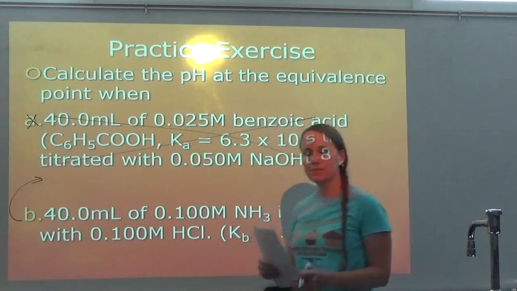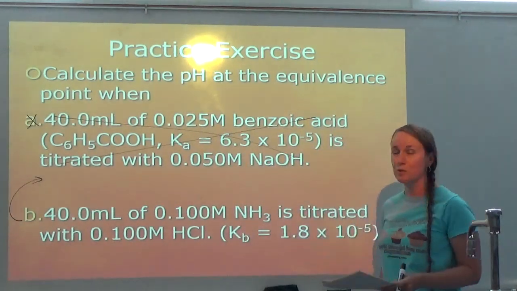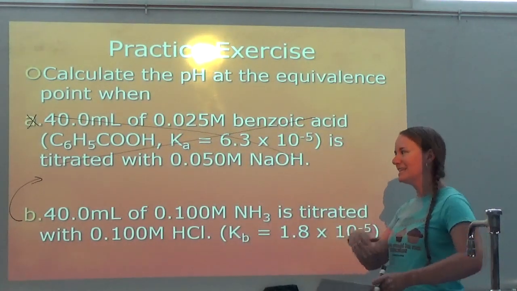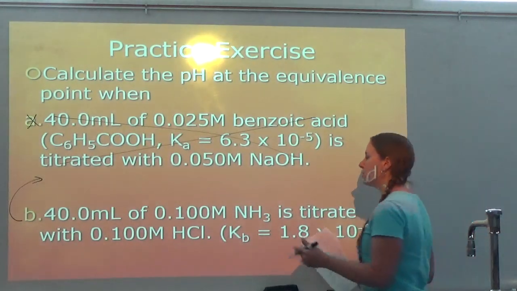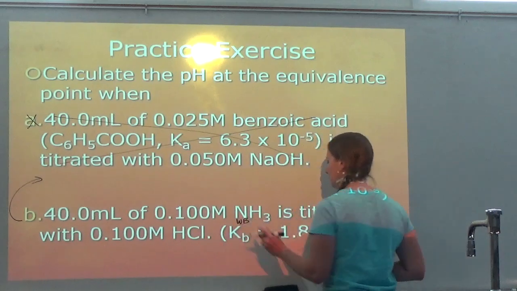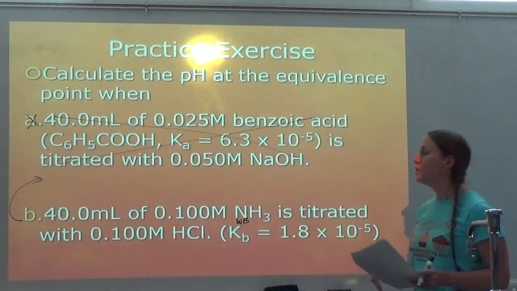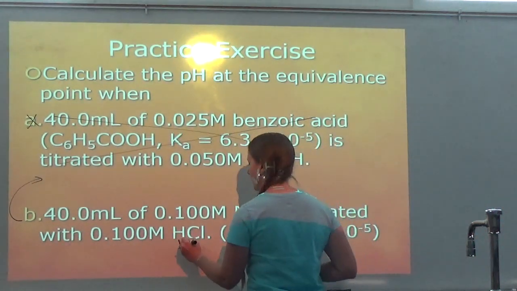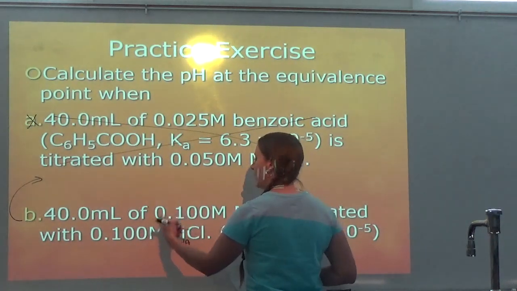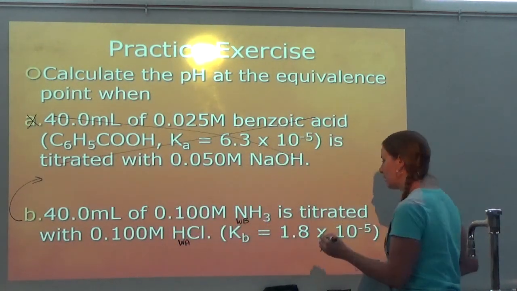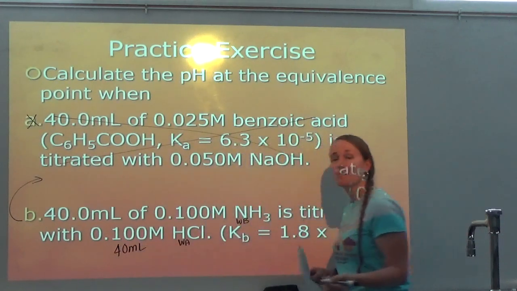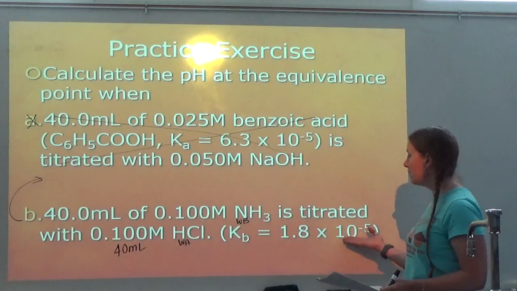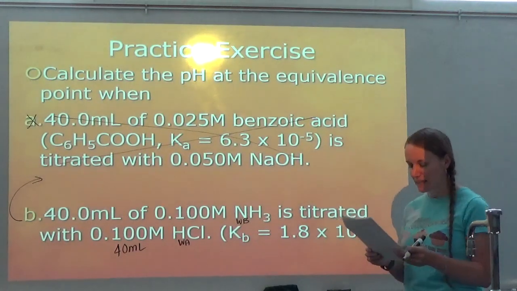All right, so let's look at this one together. I'll assume you've already tried it and you did fantastically. So it says we have 40 milliliters of 0.1 molar NH3, so that is a weak base. And it's titrated with 0.1 molar HCl, so that's a strong acid. See, this time my molarities are the same, so at equivalence point it would be the same volume. So I have 40 milliliters of my HCl also. All right, and then they gave me Kb is 1.8 times 10 to the negative 5.